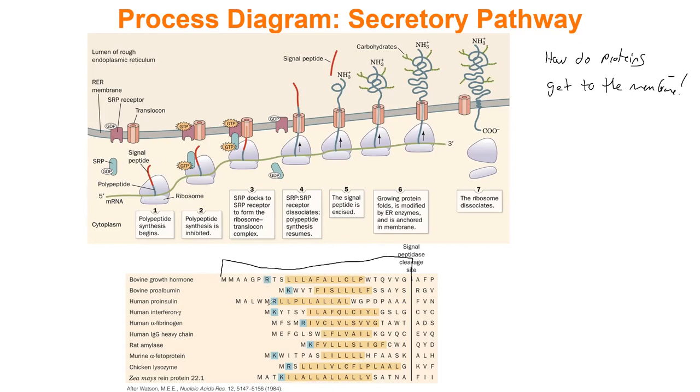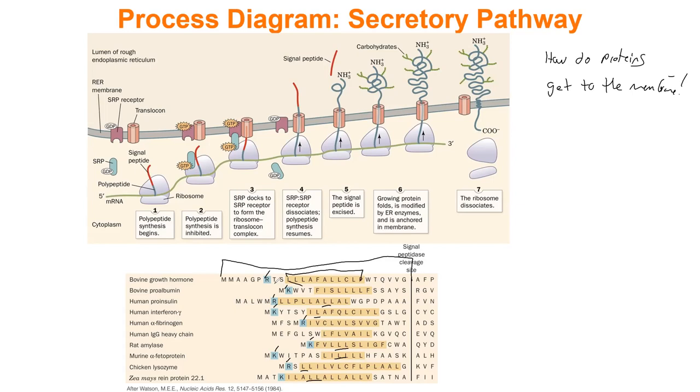When we look at all these signal peptides lined up, we can see some characteristics. One characteristic is that the vast majority of them have a positively charged amino acid very early on. And shortly following that positively charged amino acid, you have a bunch of hydrophobic amino acids. And if you notice, there's a lot of leucines in here. So you have a hydrophobic patch, more or less, a bunch of leucines.